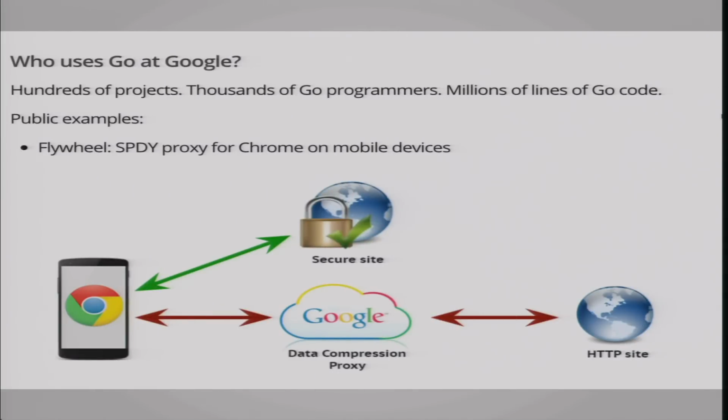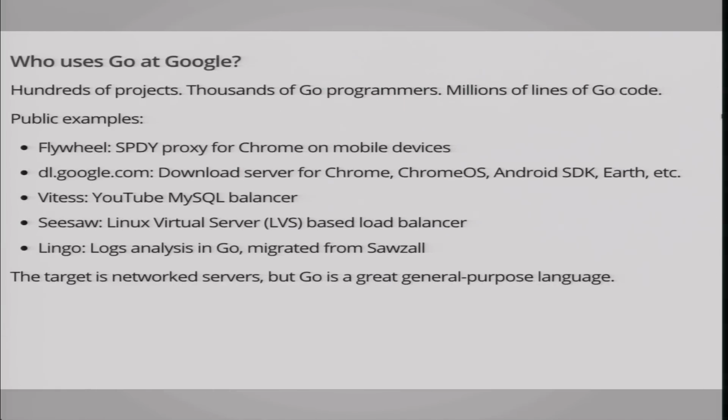So who uses Go at Google? Hundreds of projects, thousands of programmers. We have millions of lines of Go code, and it's growing quite rapidly. I'll go through a few public examples. One is Flywheel, which is a speedy proxy for Chrome. This is particularly important for mobile devices that are bandwidth constrained, say in developing countries that have limited networking. So this is doing on-the-fly compression and serving of web pages to mobile devices.